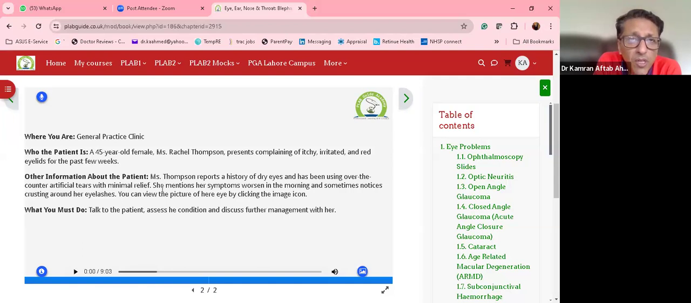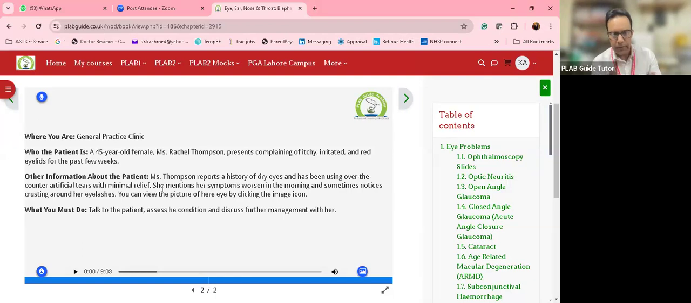So how will you distinguish this condition from allergic conjunctivitis? It is the lid margin swelling, redness of the lid margin or redness of the lids. If the lids are red, then most likely this is blepharitis, not conjunctivitis. If the lids are not red, then most likely this is allergic conjunctivitis, not blepharitis. So this is important.